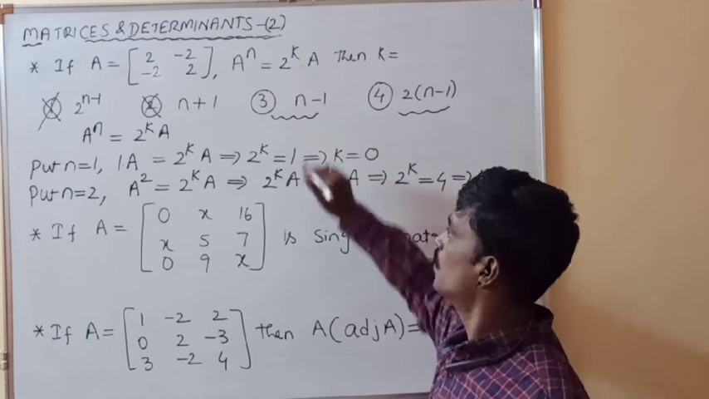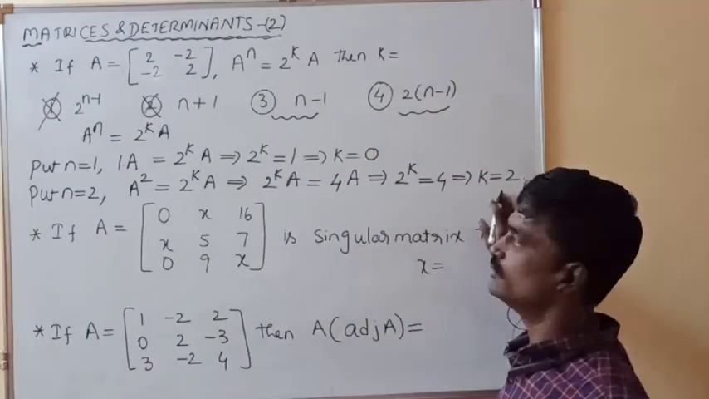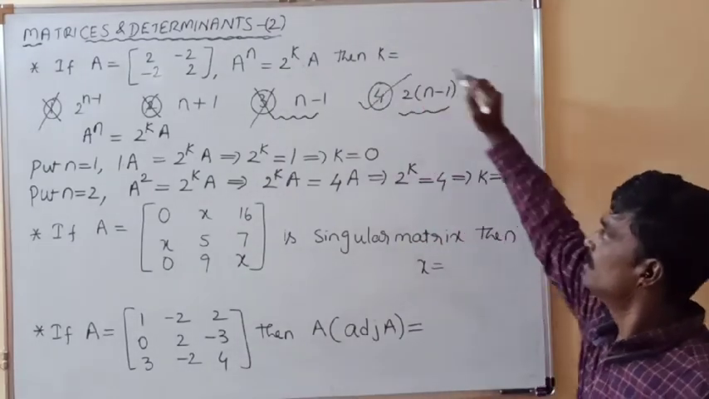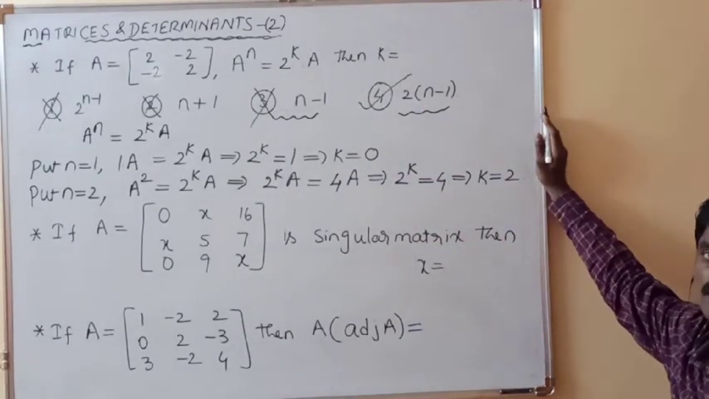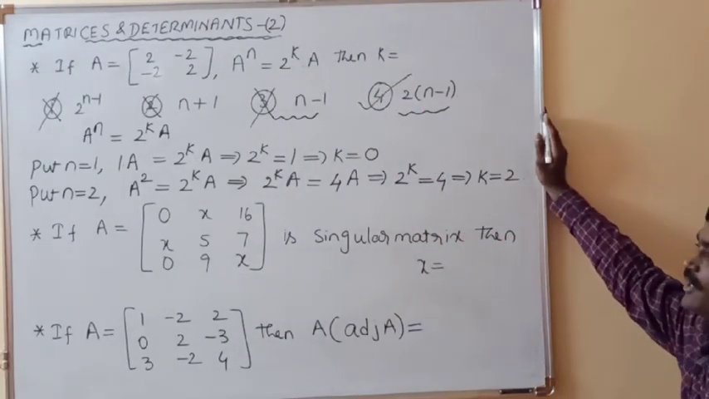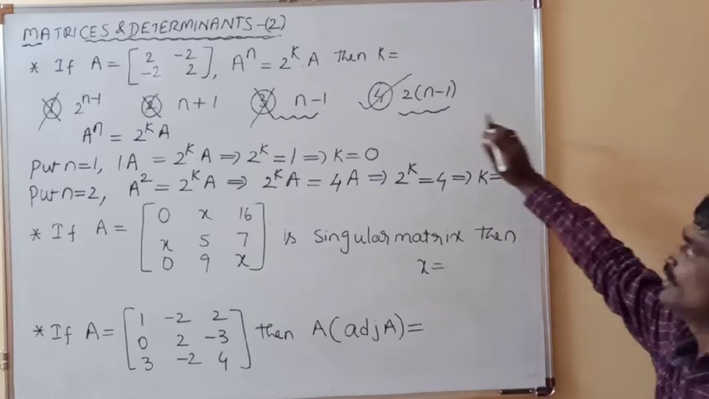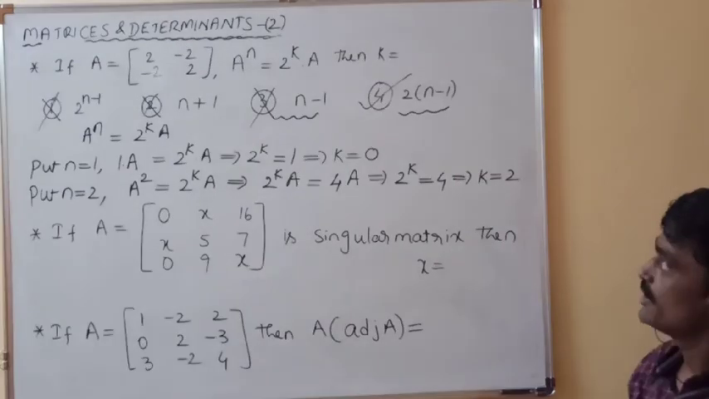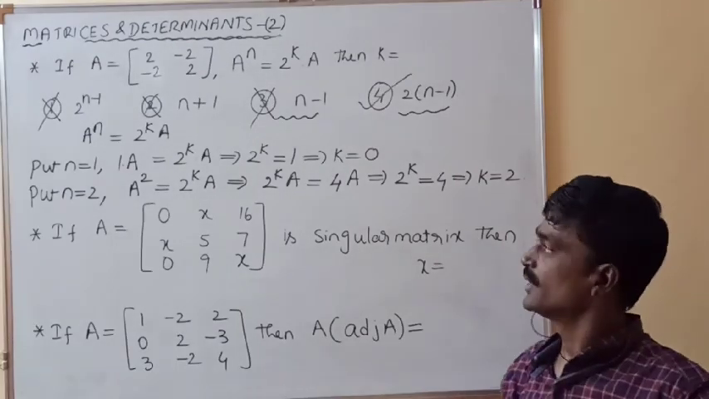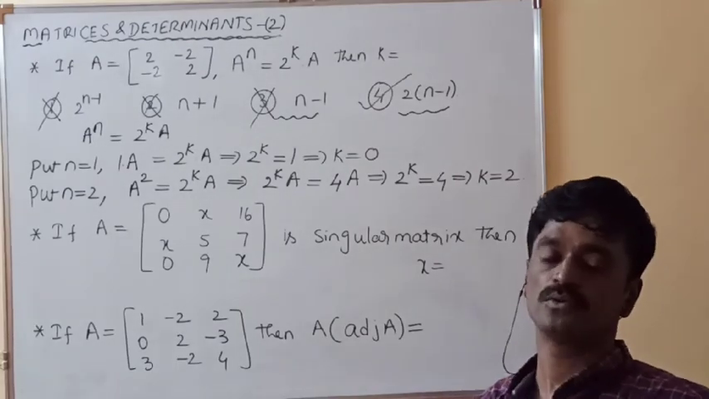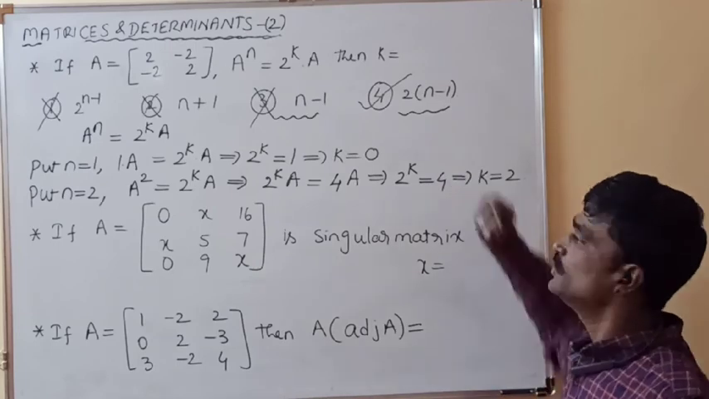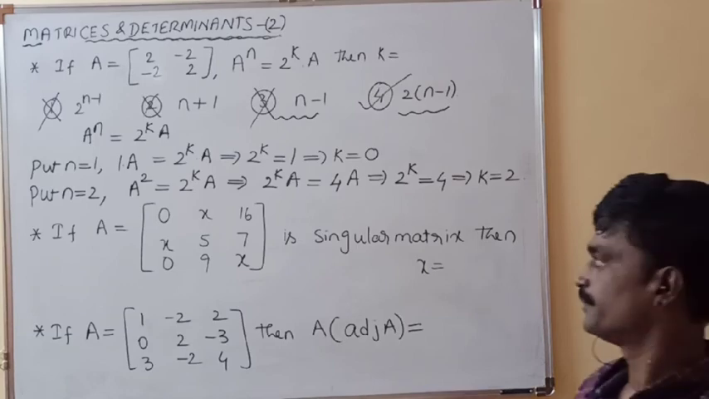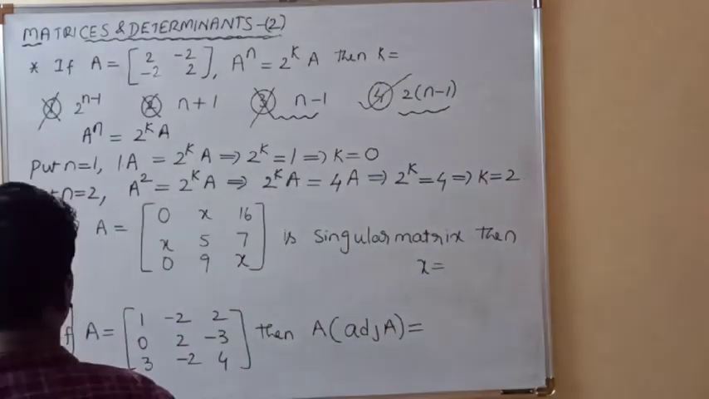If you put n value 2 in the third option, what do you get? 2 minus 1, that is 1. But the answer is k value 2, so the third option is wrong. But in the fourth option, if you put n value 2, you get 2. So for n is equal to 2, k is equal to 2, only this option gives it. So the relation A power n is equal to 2 power k into A is satisfied only when k is equal to 2 times n minus 1.